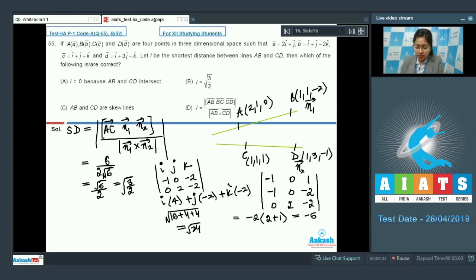That is given in option number B, so we can say that option number B is correct. Now AB and CD are skew lines, because if they were intersecting, then the shortest distance would be equal to 0, but it is not. Also the lines are non-parallel, so definitely the lines are skew lines. So option number C is also correct. And in option number D, the formula which we had just applied has been written. So option number D is also correct. So the answer of this question will be B, C and D.